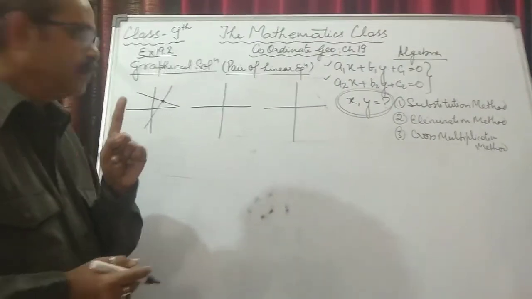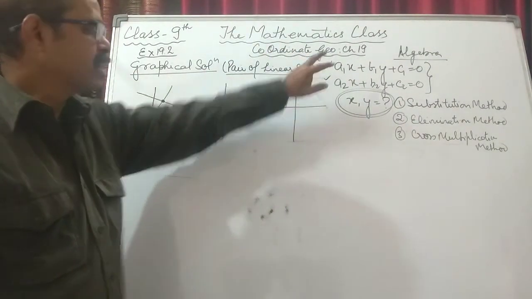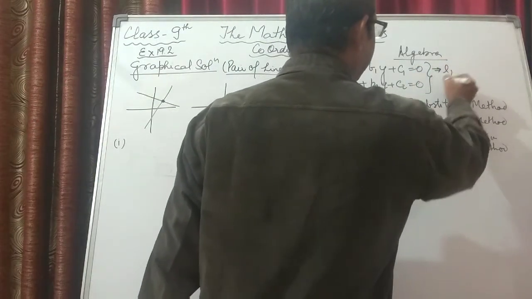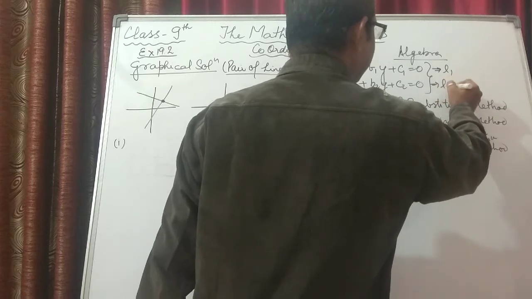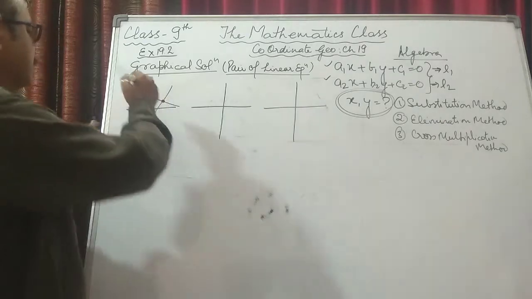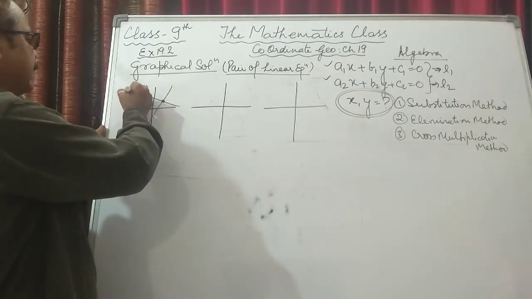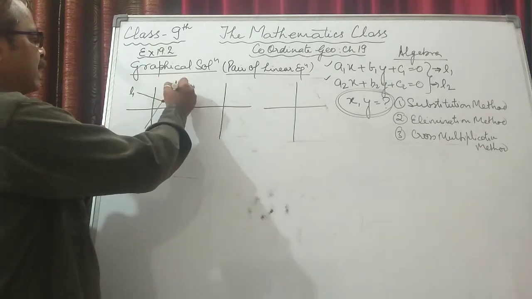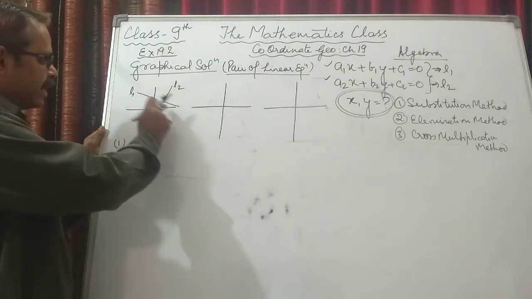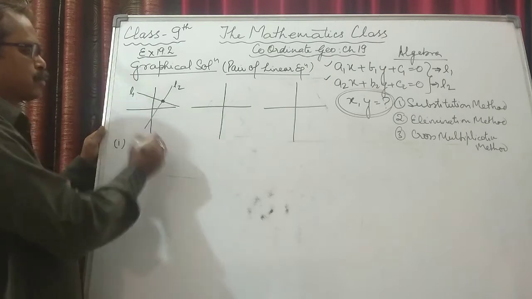What is the first condition? That if we draw the graphs of these two equations, let us say that the graph of this equation is line L1 and the graph of this equation is line L2. Suppose I am making the graph of the first equation, and this is my line L1 and this is my line L2, the graph of the second equation. So we see that line L1 and line L2 intersect each other at this point.